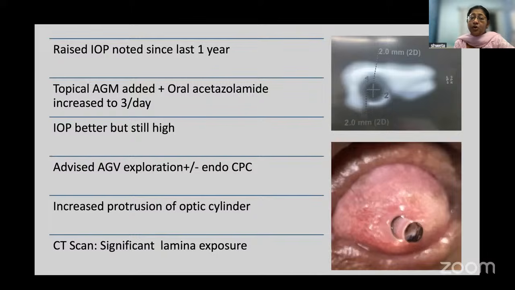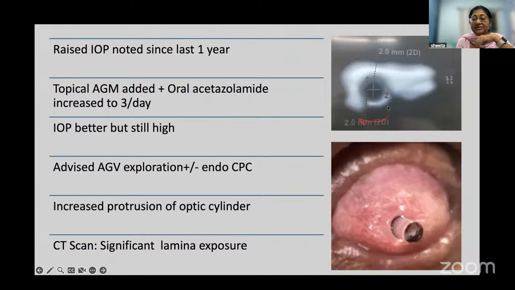In OKP, topical anti-glaucoma medication absorption is a little borderline. He was on oral acetazolamide, which was increased, but the IOP was still high. So we were going to plan for an AGV exploration along with an endo-CPC. But what we noticed was an increased protrusion of the optical cylinder, and the CT scan, if you see, very clearly shows an increased resorption in the lower end.